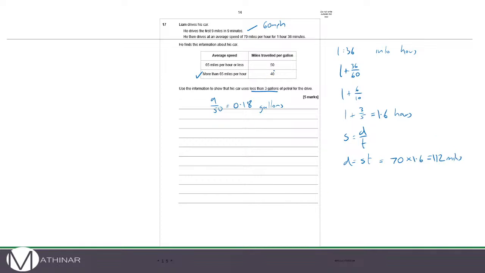How much fuel did I use? Well, I'm going to do 112 divided by 40, and that will give me the number of gallons, 2.8. And then the total fuel used will be this plus this, 2.98 gallons, which is less than 3. Okay, so that was number 17 there.